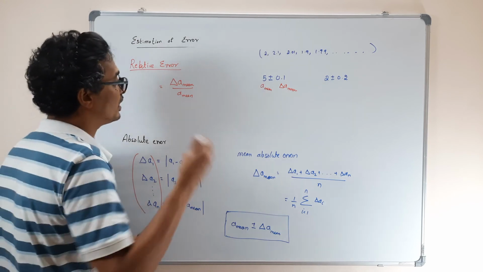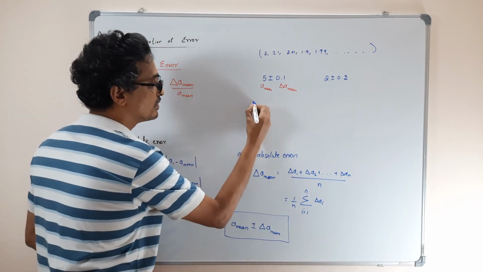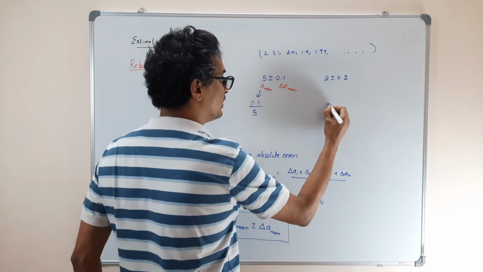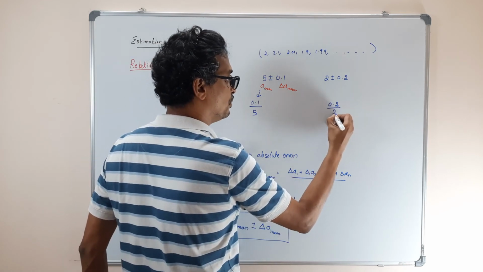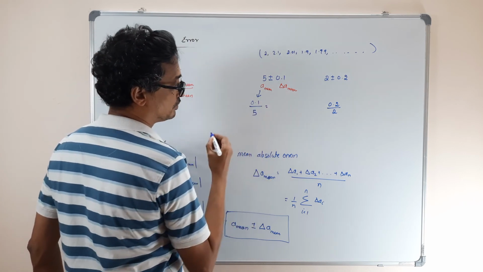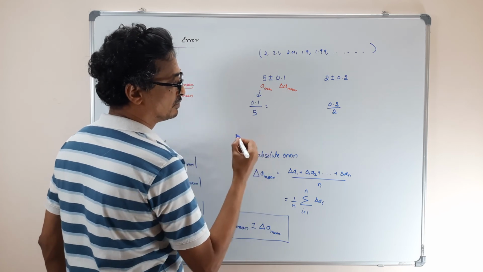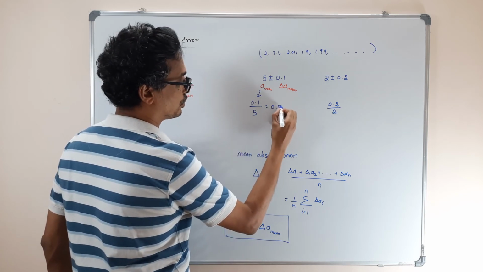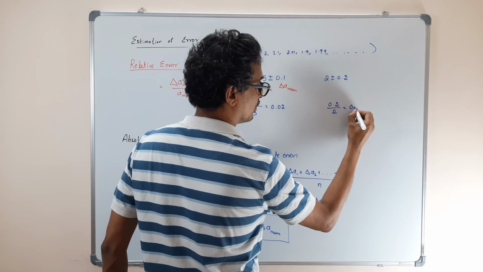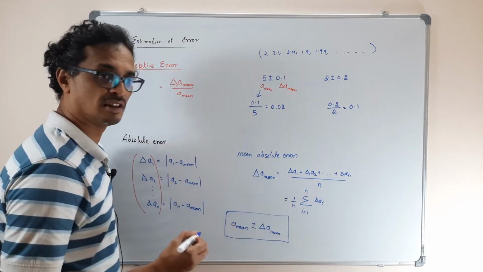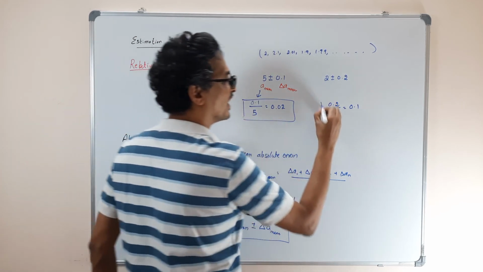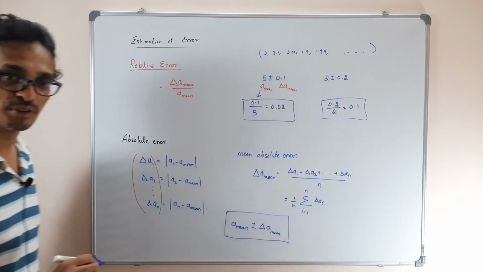When you want the relative error, what happens here? You tell me. This will be delta A mean by A mean. That means in this case the relative error is 0.1 divided by 5, and here it is 0.2 divided by 2. What is this value? Tell me. 0.02, and this is 0.1. So this experiment is more precise than this experiment. So this gives you an idea of relative error.